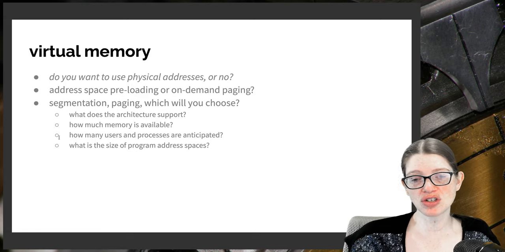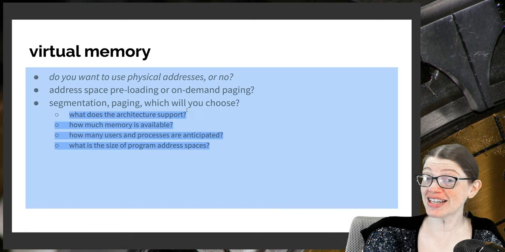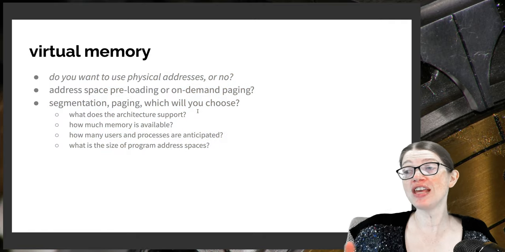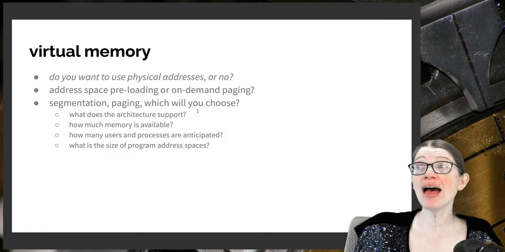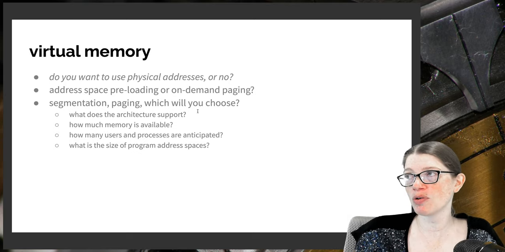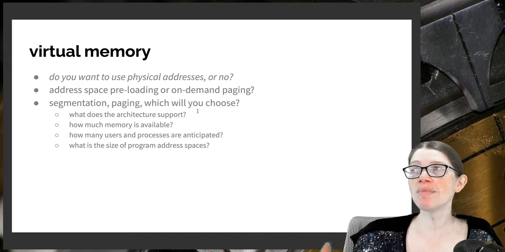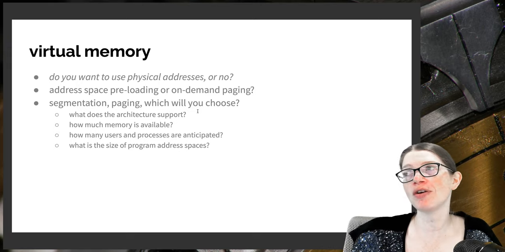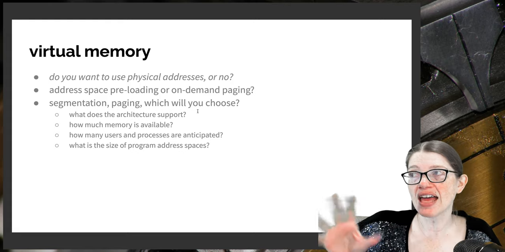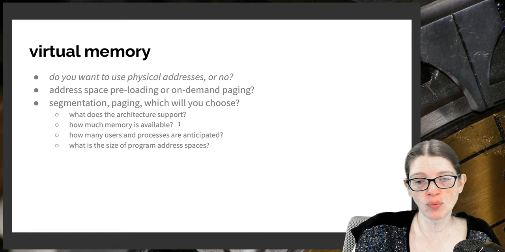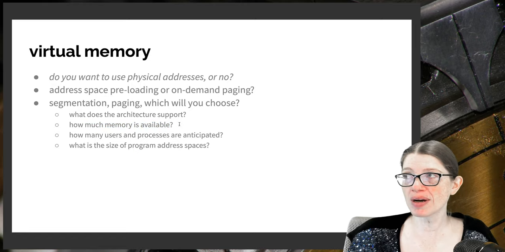And some of those decisions have to come from, what does your architecture support? This is why it's the first thing on the list, because the architecture will have an MMU and the MMU will specify what it supports. Maybe the MMU only supports segmentation. Maybe the MMU supports paging. Whatever the MMU supports, you're going to have to fall within that space. And also deciding on which implementation of virtual memory, how much memory is available?